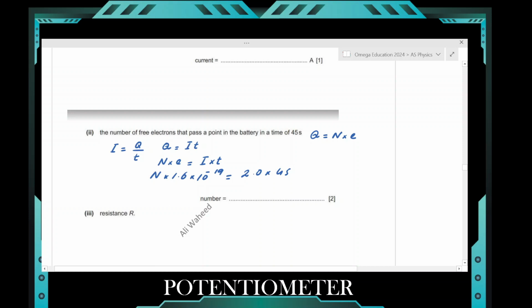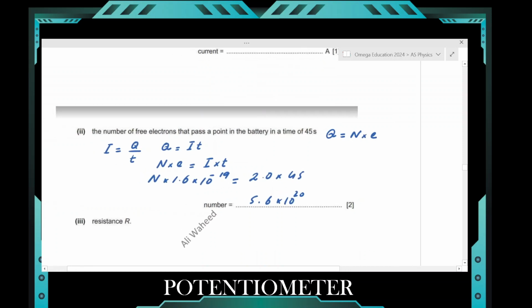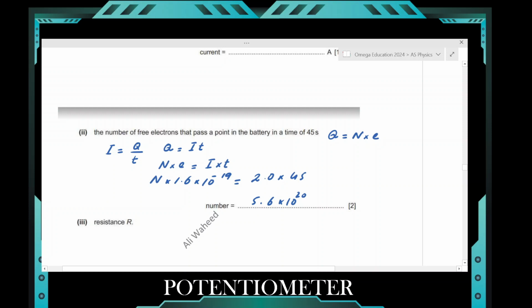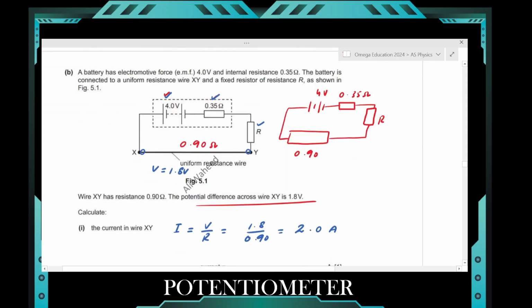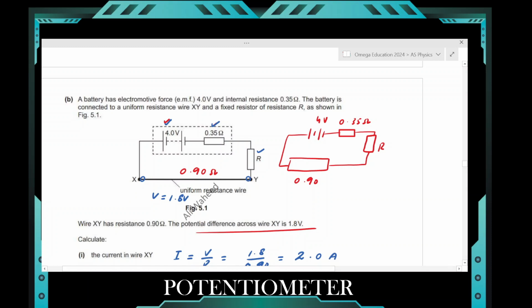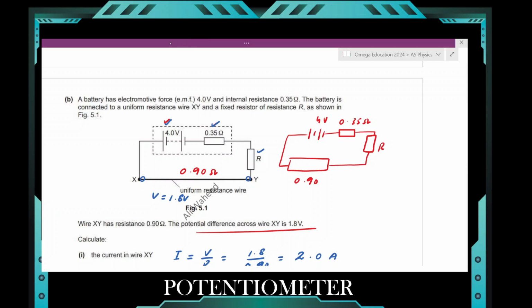And if you just hit it on the calculator, you'll be getting 5.6 into 10 to the power 20 with no unit, because it is the number of electrons. And then you need to find the resistance of the unknown resistor, the capital R. That needs to be found out. We know the current passing through the circuit, and you can simply use this expression.